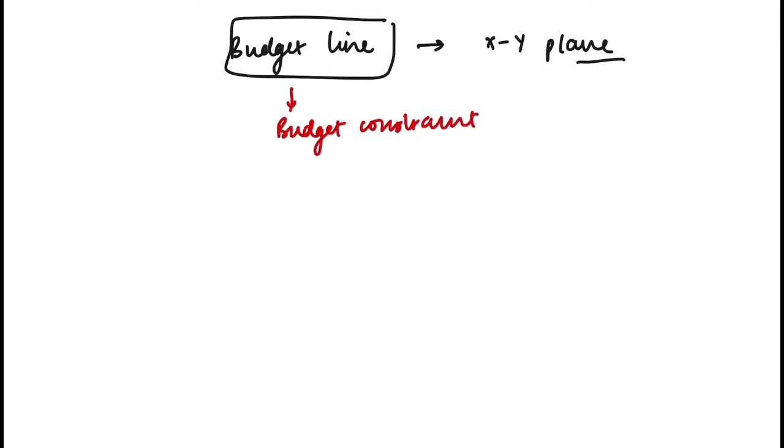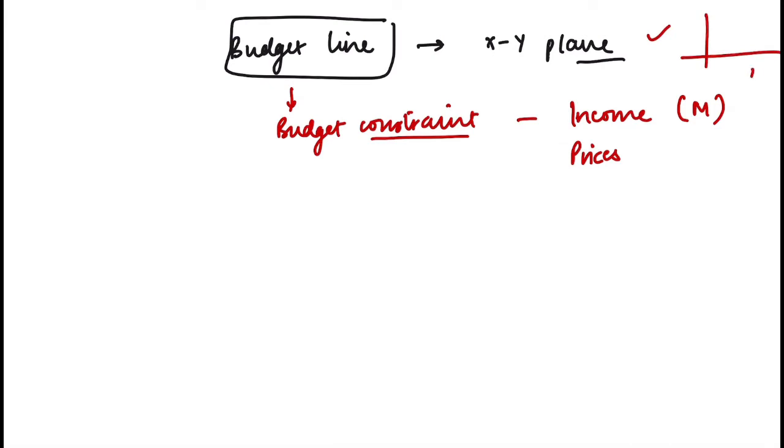And the constraint is set upon the consumer by his income, let's call that M, and the prices of the two goods. So if you're representing something on the XY plane, this is the X-axis, this is the Y-axis, and we assume that it is a two-good economy. So good 1 on the X-axis, good 2 on the Y-axis. The prices in the constraint would be the price of good 1 and price of good 2, let's call them P1 and P2 respectively. So the budget constraint is represented on the XY plane with the help of a budget line.